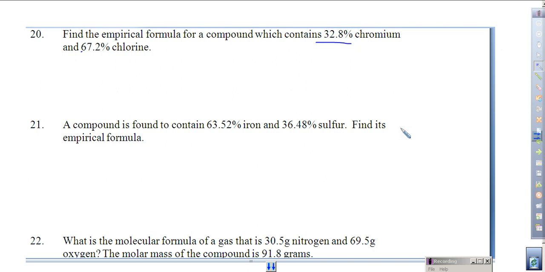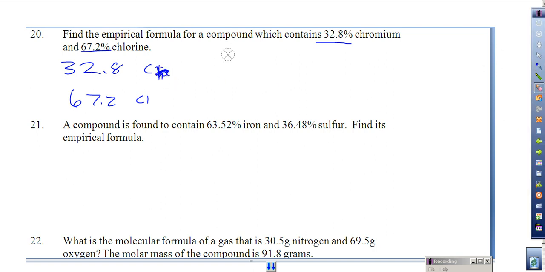So let's look at number 20. Number 20 tells us that we have 32.8% chromium and 67.2% chlorine. Sorry, that should be an R. My bad. Let me erase that.